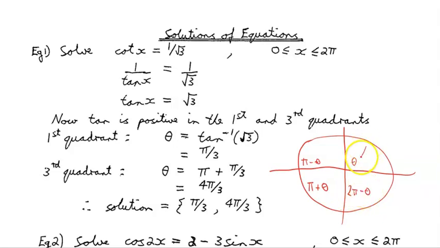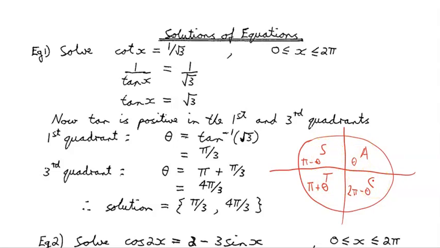Now, all the trigonometric functions are positive in the first quadrant, that's sine, cos, and tan. In the second quadrant, only sine is positive. In the third quadrant, tan is positive. In the fourth quadrant, only cos is positive. All stations to central, one way to remember it.